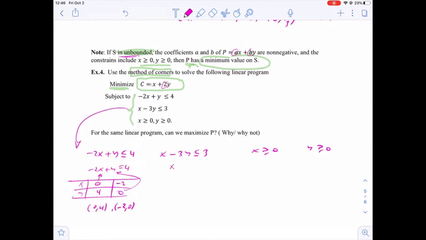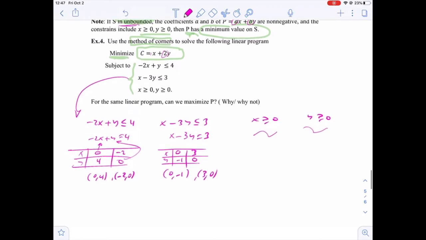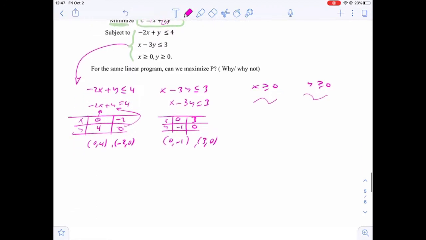Now for the second inequality, we convert it into an equation. So we have x minus 3y equals 3. And then we make a table, the table xy, we have 0, 0. When x equals 0, y equals negative 1. When y equals 0, x equals 3. So the points are 0, negative 1, and 3, 0. And we know how to graph those.